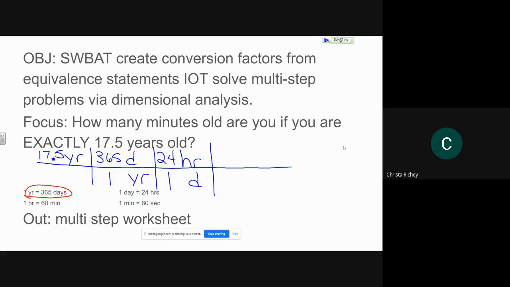Have I gotten to minutes yet? Okay, so I'm going to bring down hours. And once I'm in hours, I'm going to go from hours to minutes. And the thing that I really liked about this when I took this in college specifically is, you know that you've set it up right if everything cancels out, but this thing on the top right, which is what you're trying to solve for.